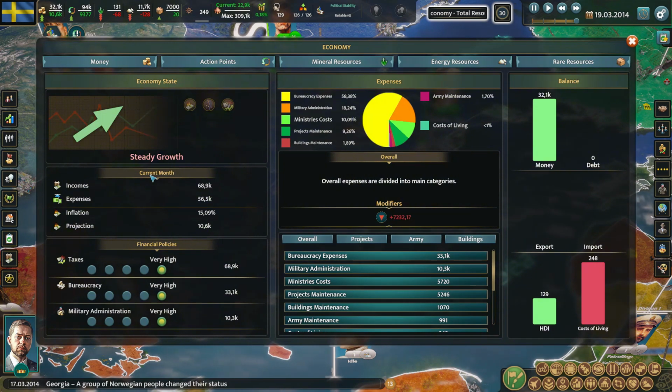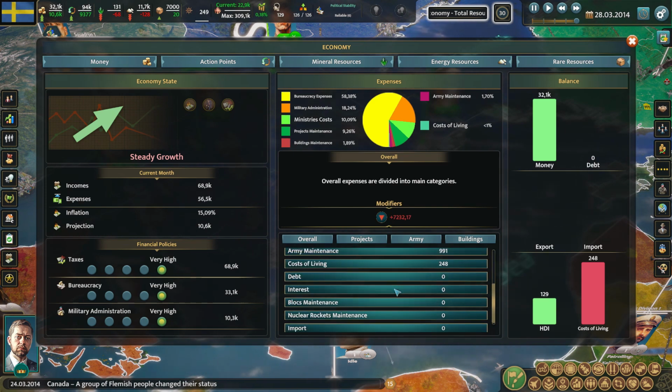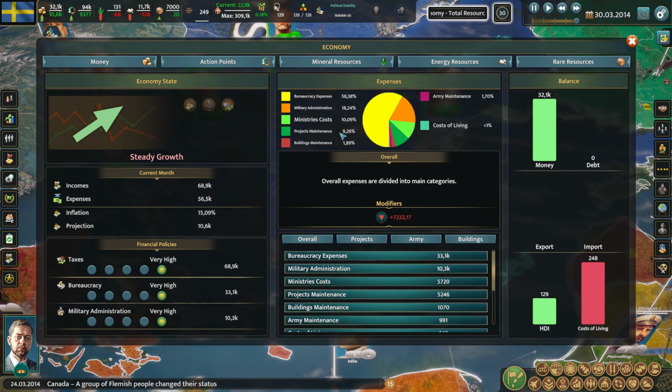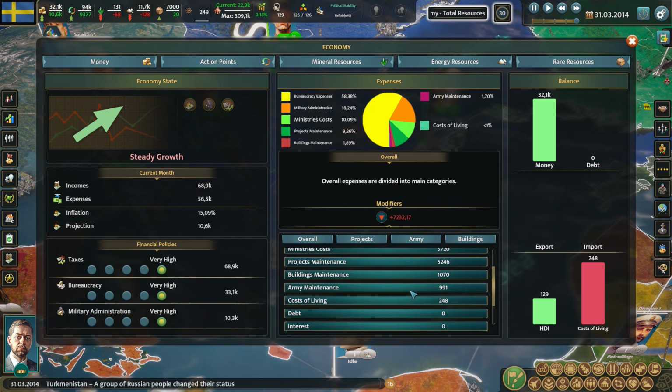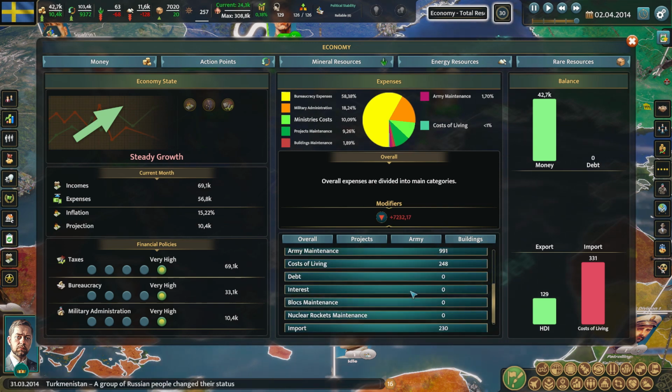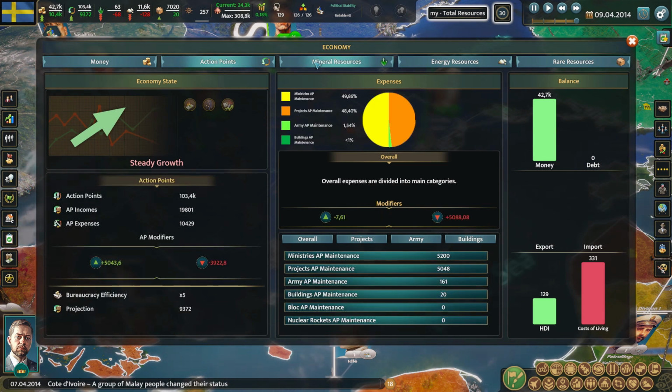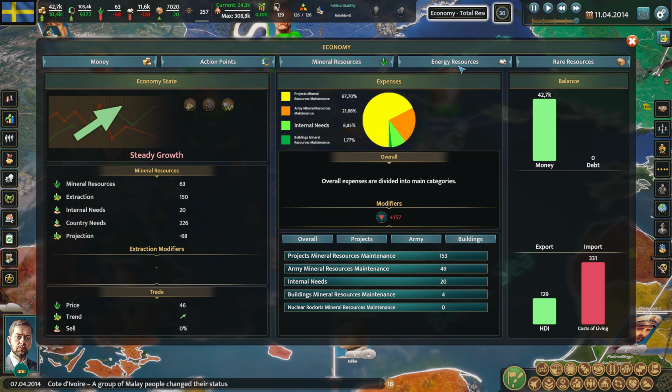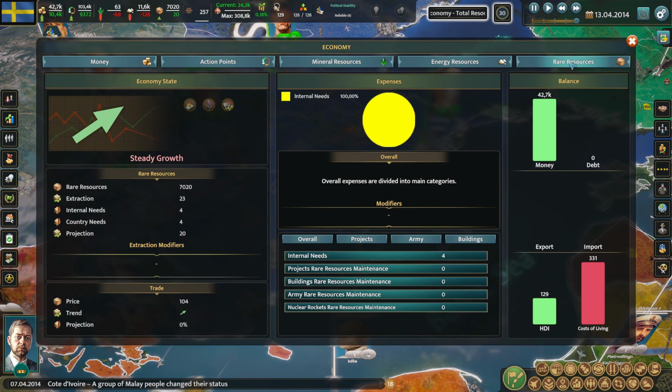The secondary tool of the economic control is essentially this economy summary. It gives you an overview of all of your expenses, of everything flowing out, flowing in. You will be able to see what's happening. If you are not sure where the money or any of the resources are flowing, you will look here. Detailed for every single resource, from money to the rare resource.